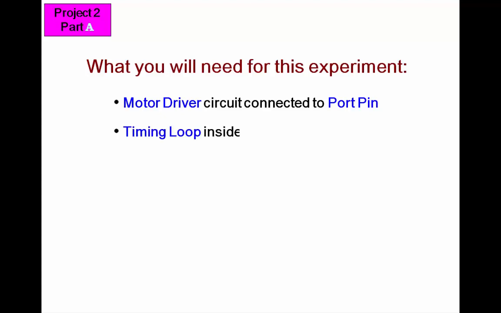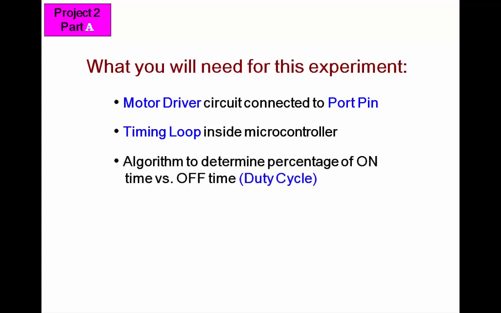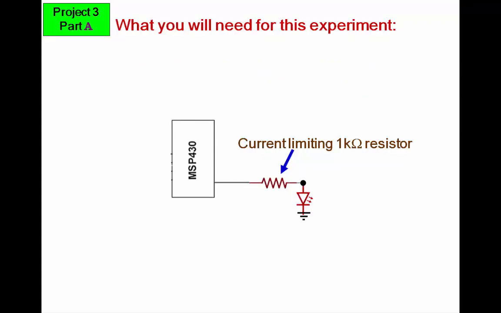Here's what you will need for Project 2, Part A. You will need a motor driver circuit connected to a port pin. You will need a timing loop in software inside the microcontroller. You'll need some sort of algorithm to determine the percentage of on time versus off time. In other words, some way to set the duty cycle.